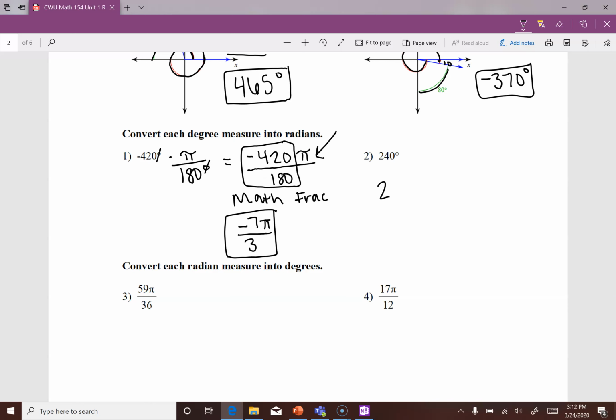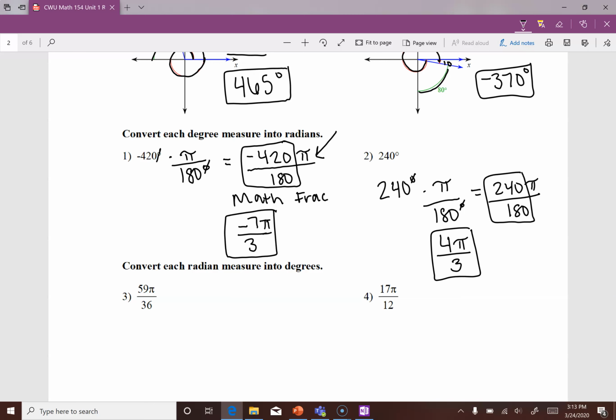All right, here we go. 240 degrees times pi over 180. Again, our degrees cancel, and I'm left with 240 pi over 180. So let's go ahead and put this in our calculator and press math frac. And I get 4 pi over 3. Well, it gives me 4 over 3, and I know to bring back that pi.